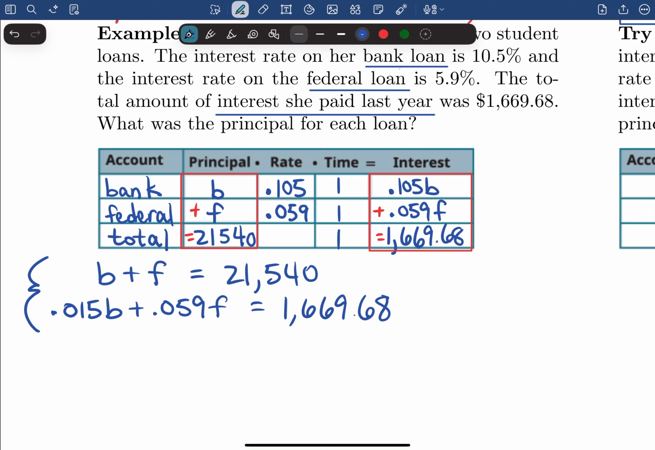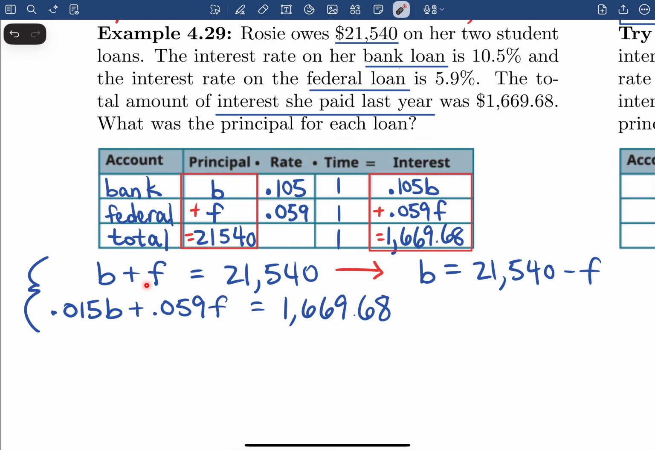Let's solve by substitution. How's that sound? I'll take my first equation and solve it for either B or F. It doesn't matter. In this case, I'll just decide to solve for B. So B equals 21,540 minus F. I have subtracted F to the other side.